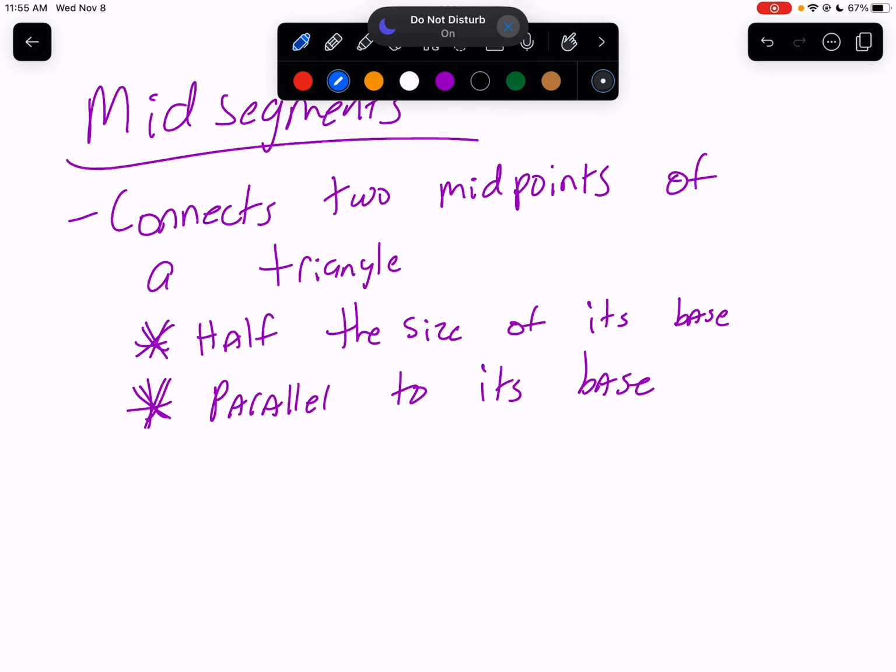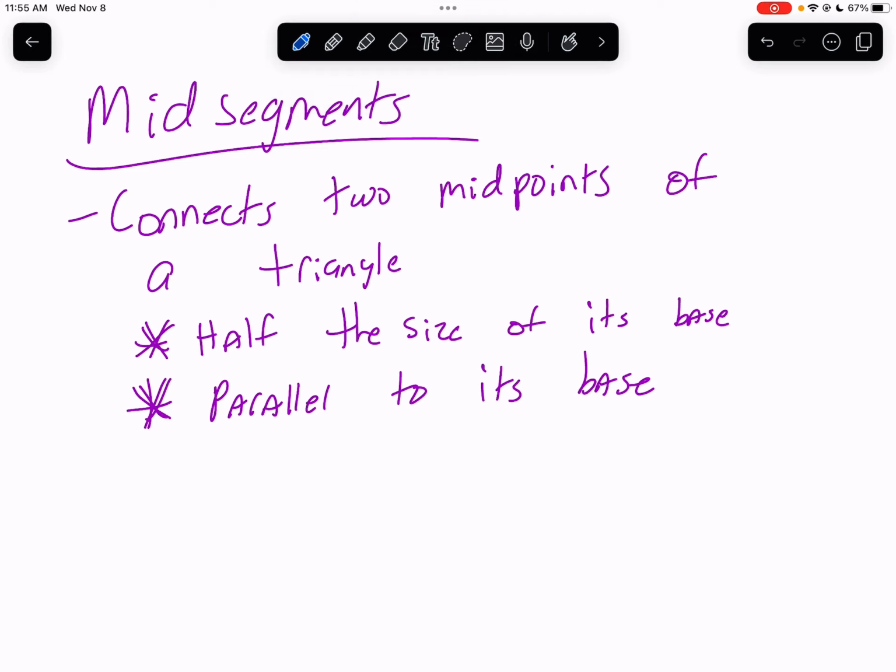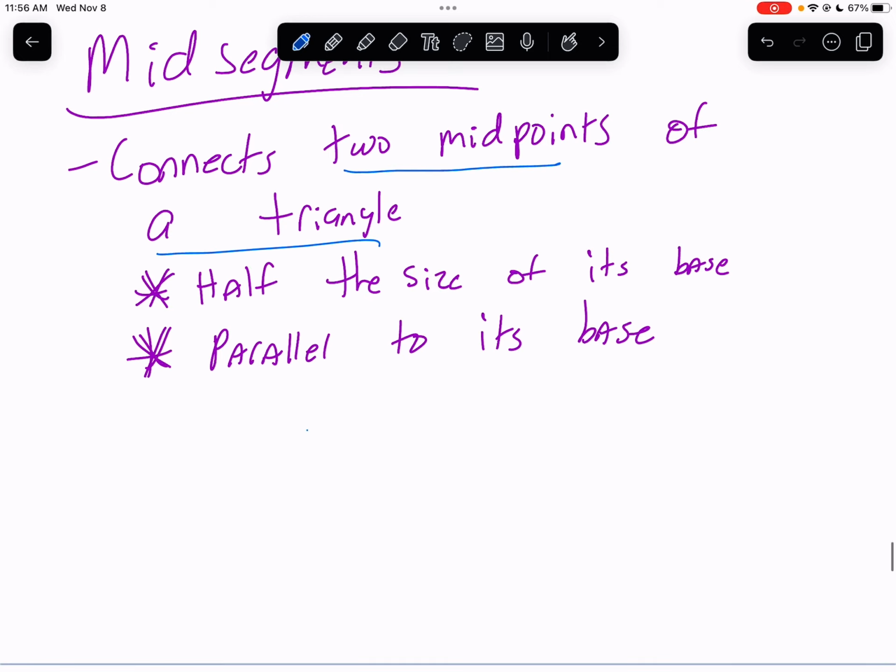Hey guys, we're going to do a real quick rundown. What is a mid-segment? This is our fifth special segment, and there's a few things that it must do. One, it must connect two midpoints of a triangle. So if you have a triangle and you draw it, and you have a midpoint on this side and a midpoint of this side, all a mid-segment does is connect those two points together. So that line AB is a mid-segment.